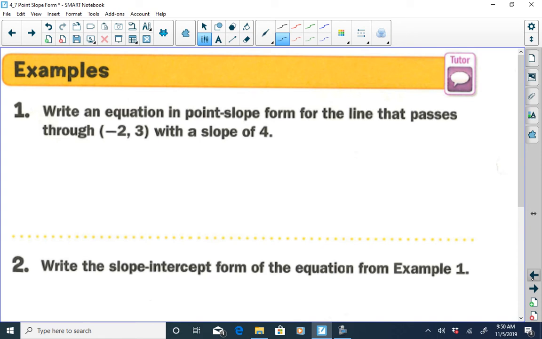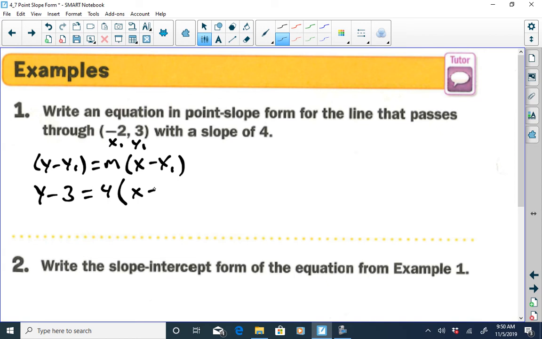We want to write an equation in point-slope form for the line that passes through that point and the slope. So we're going to continue with the same process. I always like to write my formula. Y minus y1 is equal to m parentheses x minus x1. This is my x1, this is my y1. So we have y minus 3. It's going to be equal to our slope of 4, x minus the negative 2. We simplify that. Y minus 3 is going to be equal to 4 parentheses x plus 2.